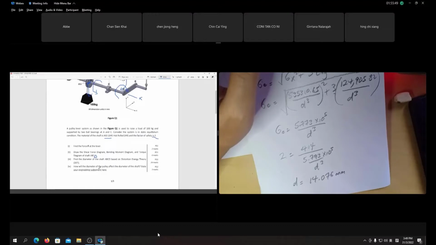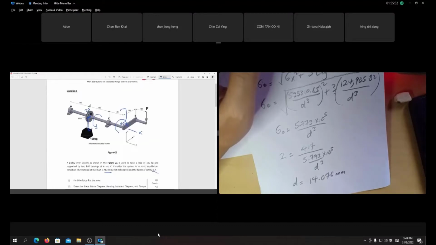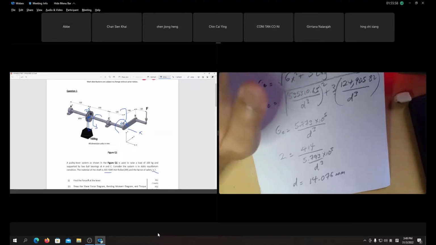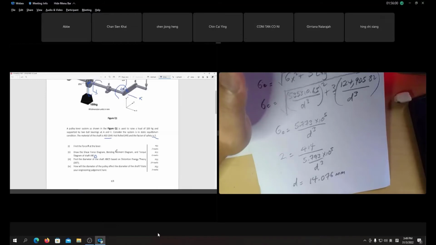Okay. How will the diameter of the pulley affect the diameter of the shaft? This is a pulley. Can you see the question kan? Kalau increase diameter pulley or reduce, apa the effect on the shaft punya strength?